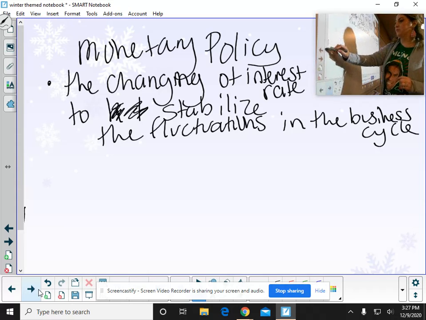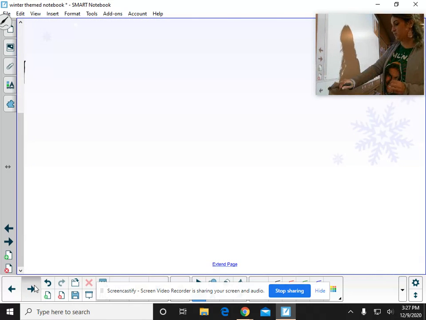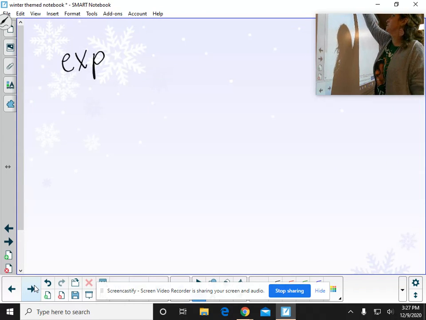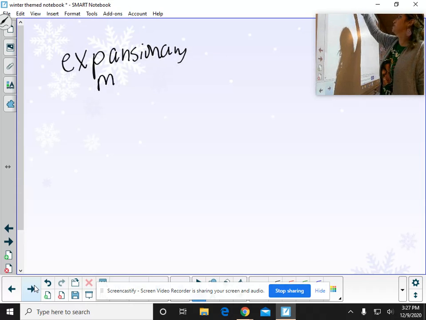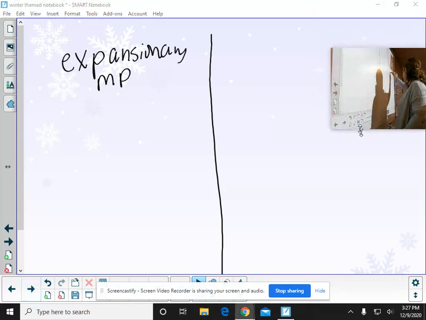So here's what we're going to do. We can do a new page. Let's do expansionary on one side. It's a big T chart. Expansionary monetary policy and contractionary monetary policy.